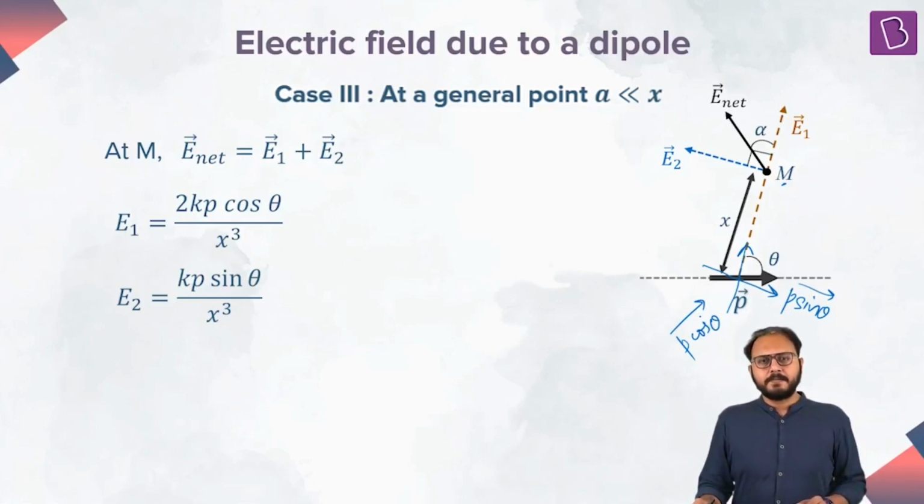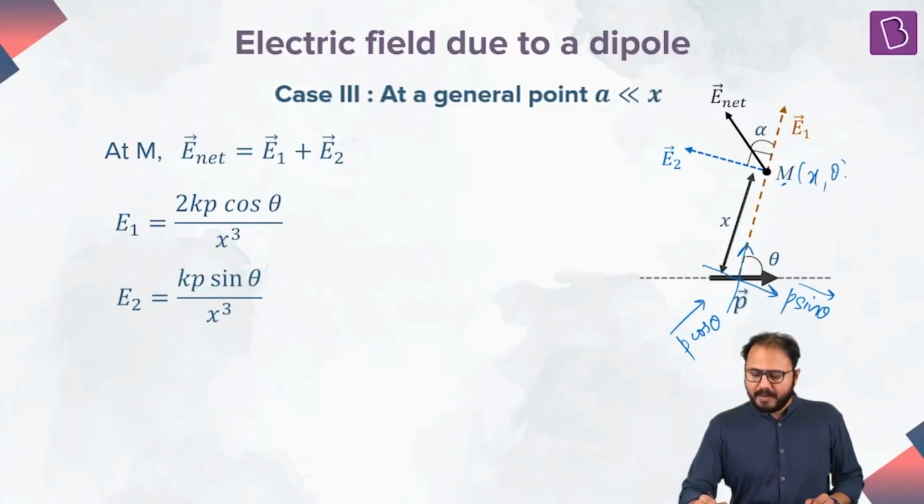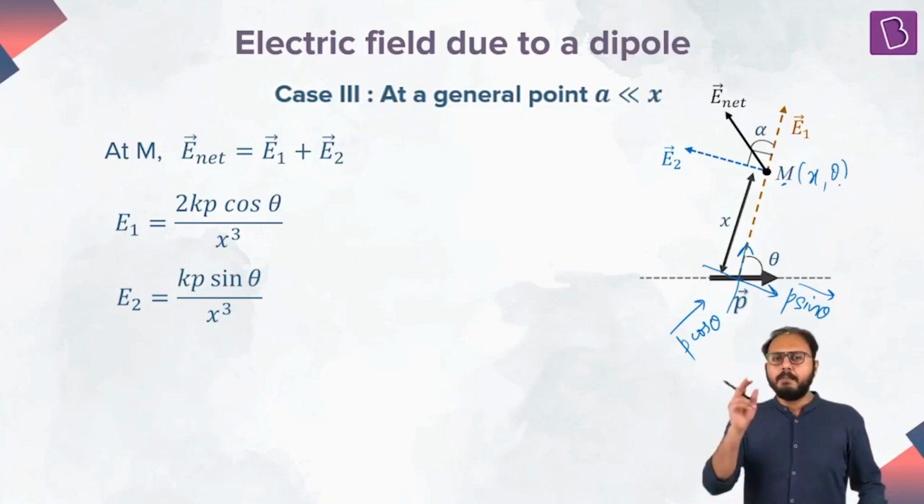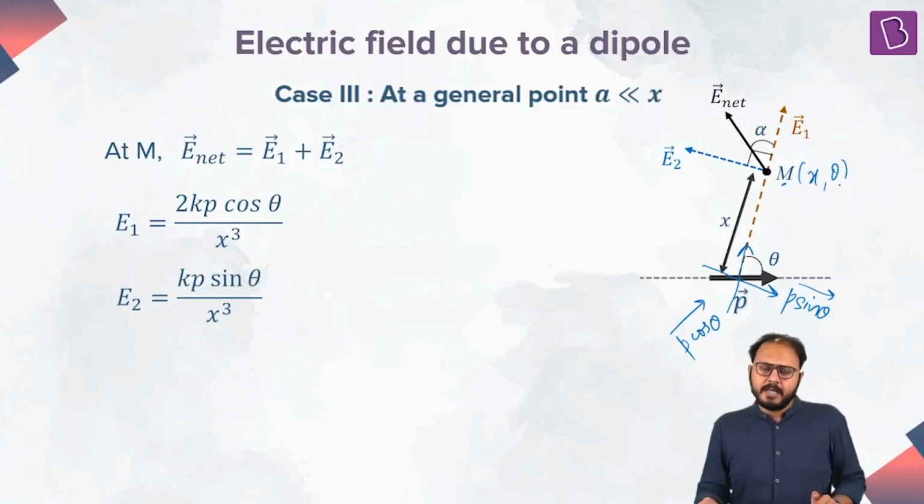Why would I do that? Well, the point M, which happens to be a point x comma theta, is a general point for the dipole P. But the moment I broke my P into two components, this general point M just became special individually for both the components. Isn't this point M at an axial point of P cos theta? Agreed. Isn't this point M at the equator of P sin theta? Agreed.